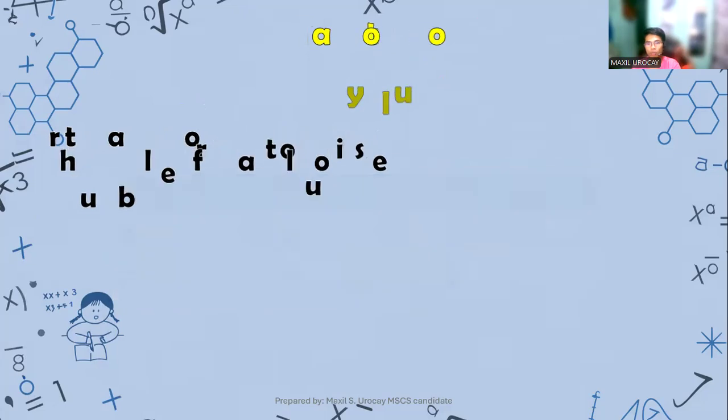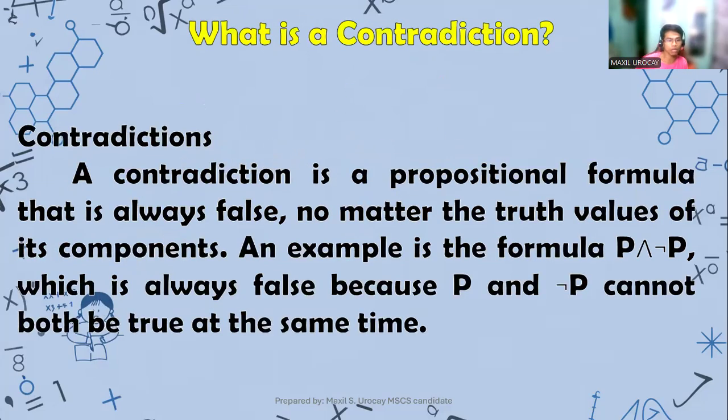That is correct. That's how a tautology always works, or will always become true. Now let's work on contradiction. A contradiction is a propositional formula that is always false, no matter the truth values of its components. An example is the formula P and not P, which is always false because P and not P cannot both be true at the same time. Meaning, for example, here AND is definitely calculating multiplication.